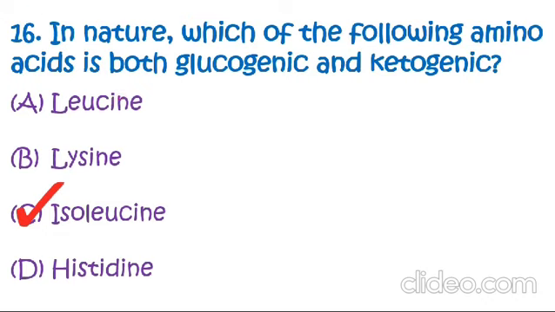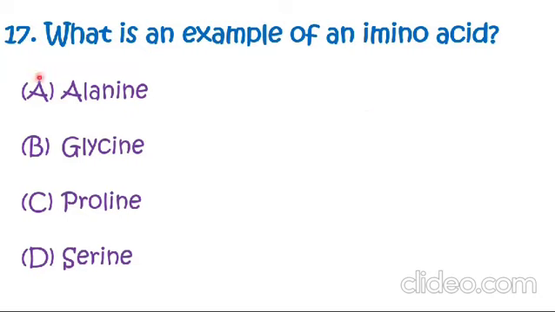Moving toward question number 17. What is an example of the imino acid? Option A is alanine, B is glycine, C is proline, and D is serine. Okay, so the correct answer is option C, proline. Basically, proline is the only amino acid among the standard 20 that is classified as an imino acid, due to its distinctive cyclic structure involving the nitrogen atom. So option C is the correct answer.